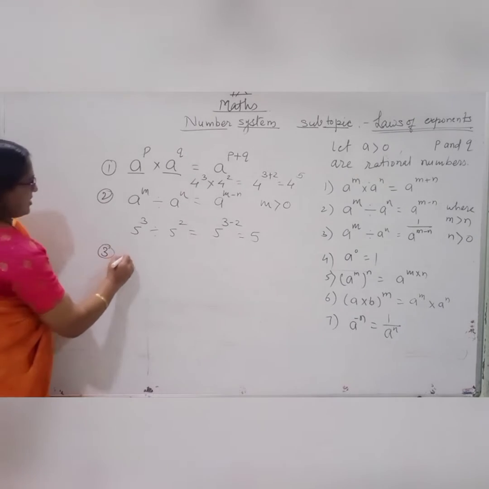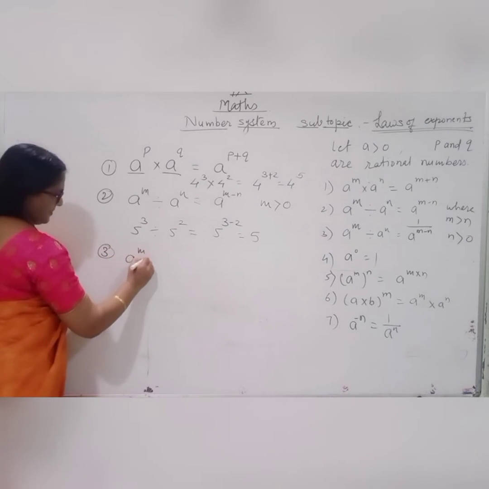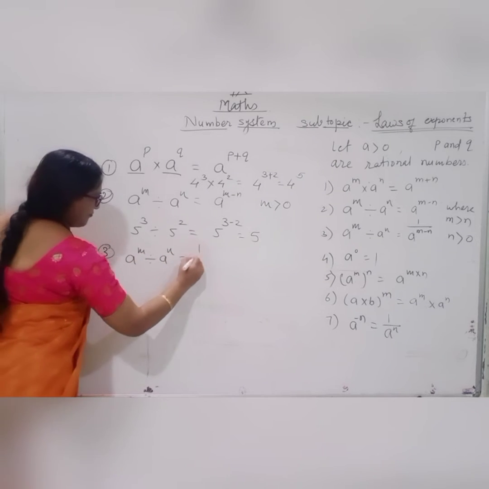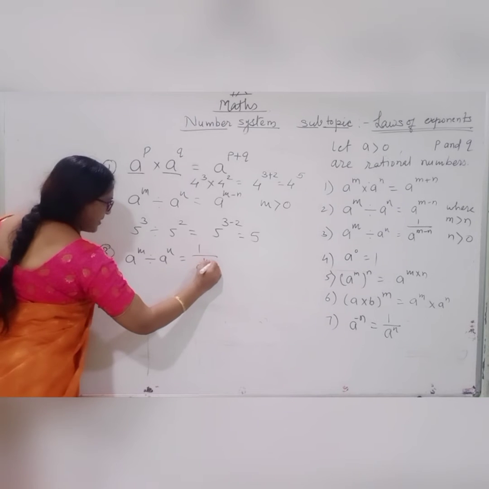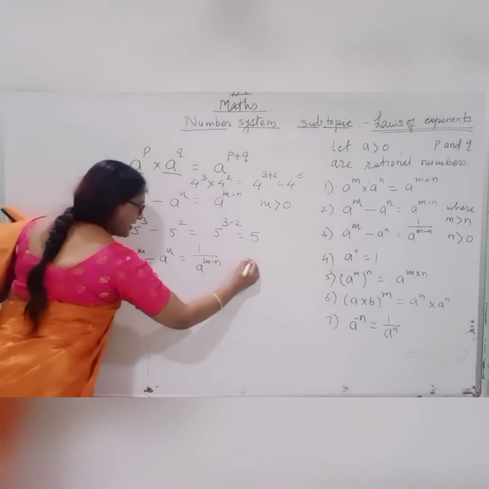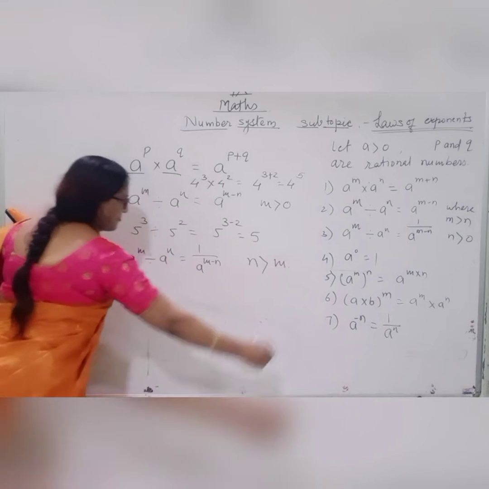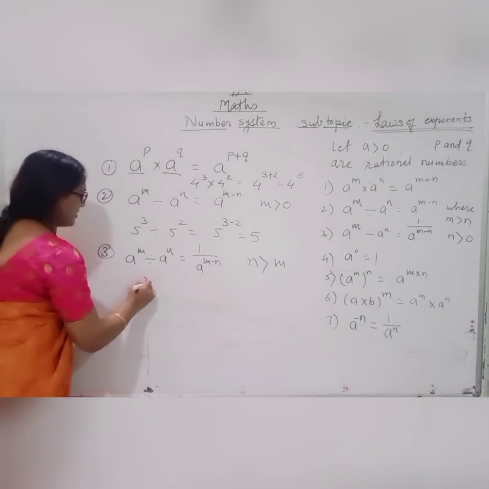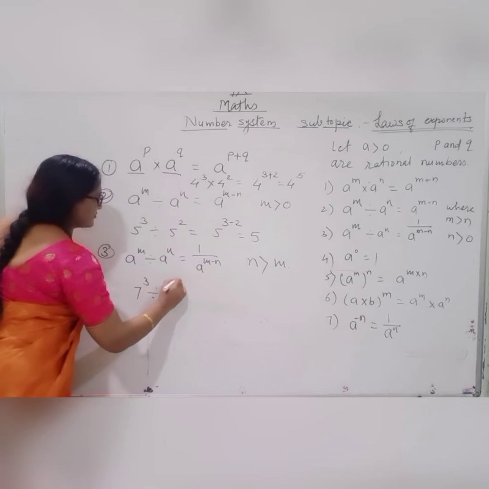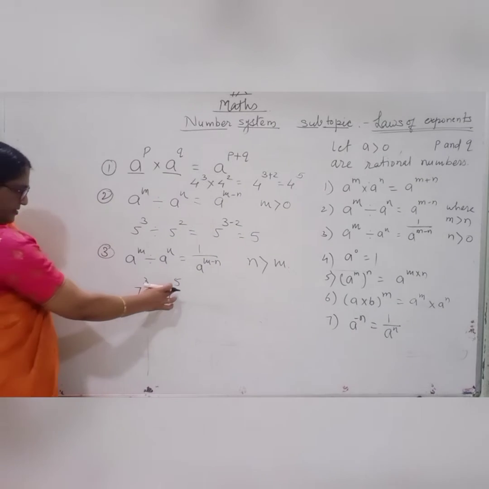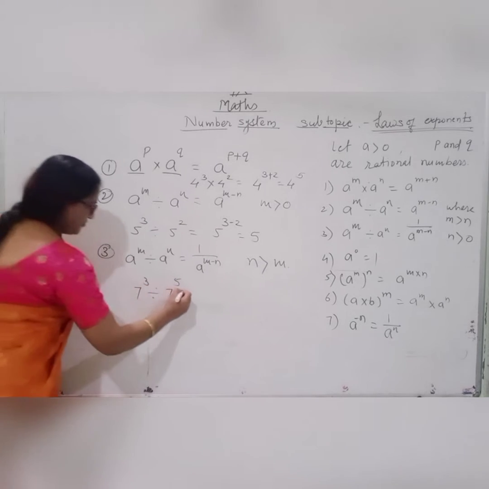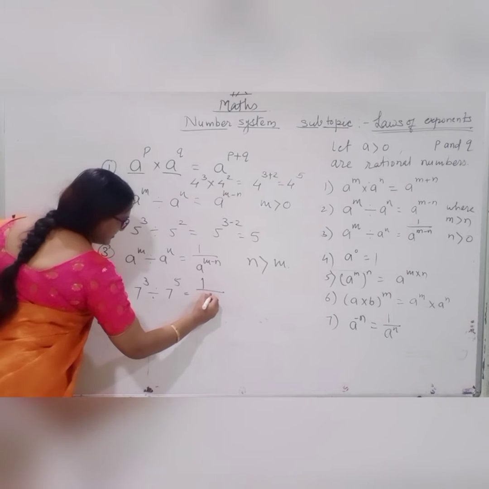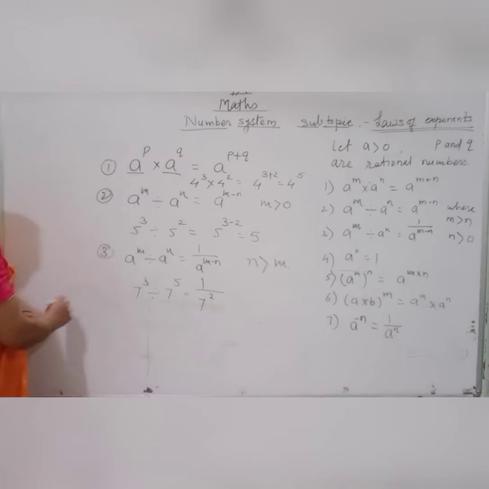Third law, a raised to the power m divided by a raised to the power n is equal to 1 upon a raised to the power n minus m, when n is greater than m, isn't it? For example, 7 raised to the power 3 divided by 7 raised to the power 5. Now this 5 is greater, so you can write this 1 upon 7 raised to the power 5 minus 3, that is 2. Like this you can solve.